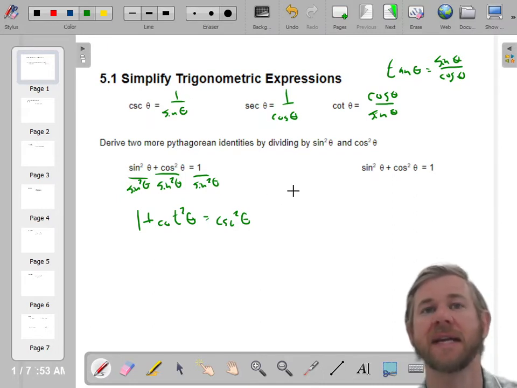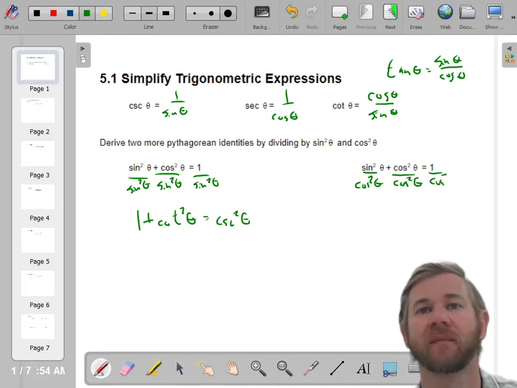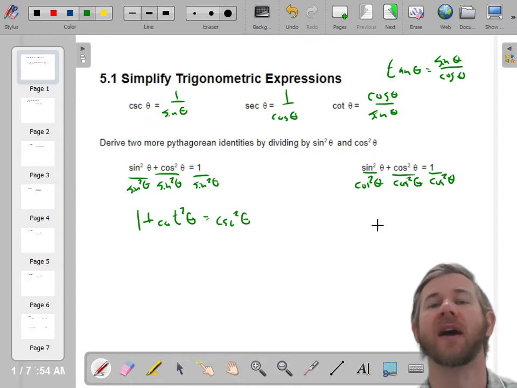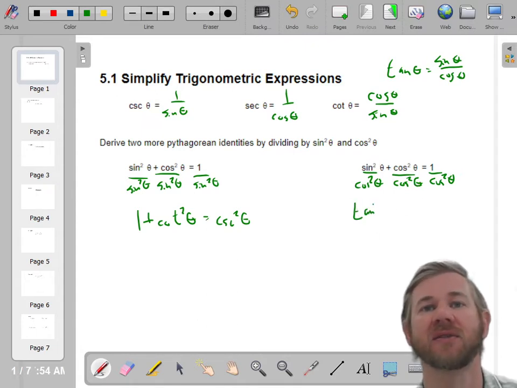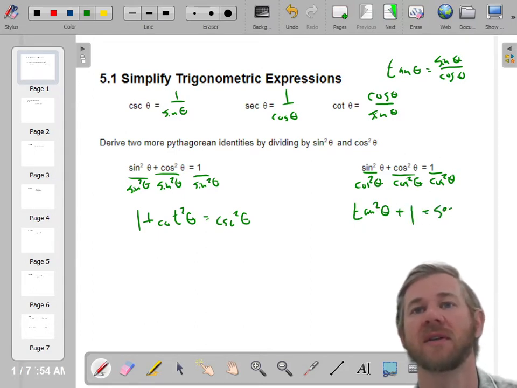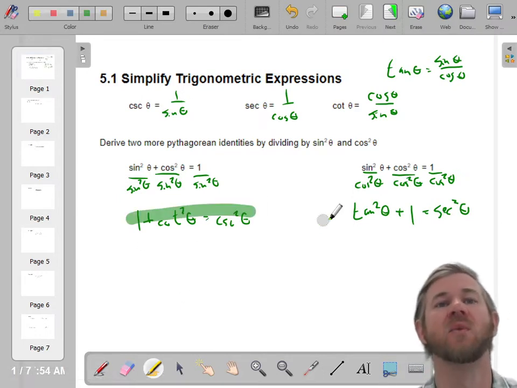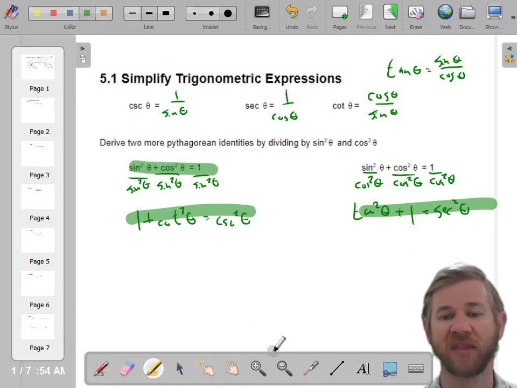I'll do the same thing over here, but I'll divide everything by cosine squared theta. So sine squared over cosine squared is tangent squared theta. Cosine squared divided by cosine squared is 1, and 1 divided by cosine squared theta is secant squared theta. These are called Pythagorean identities. 1, 2, 3. Those are the Pythagorean identities.